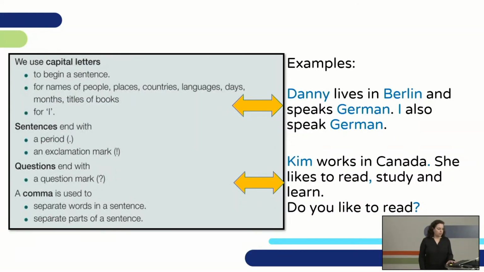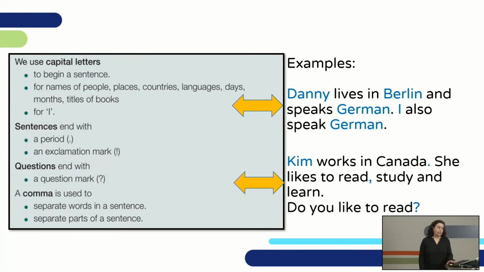Example for the first part. Danny lives in Berlin and speaks German. I also speak German. Danny is the name of a boy. Sometimes it could be a girl too. Danny lives in Berlin. Berlin is the name of the city in Germany. That is why B is capitalized here. And D is capitalized for the name Danny.